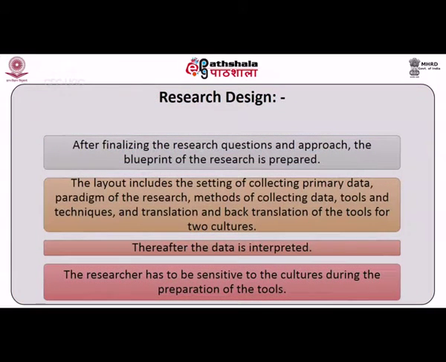Research design. After finalizing the research question and approach, the blueprint of the research is prepared. The layout includes the setting of collecting primary data, paradigm of the research, methods of collecting data, tools and techniques, and translation and back translation of the tools for two cultures. Thereafter, the data is interpreted. The researcher has to be sensitive to the cultures during the preparation of the tools.